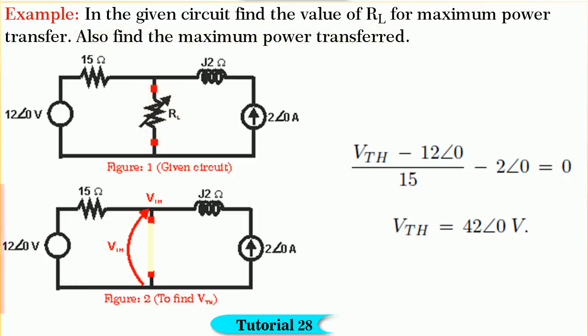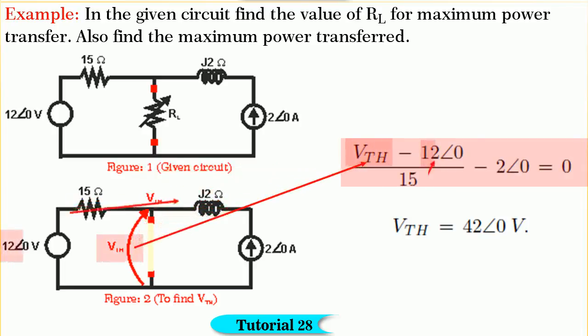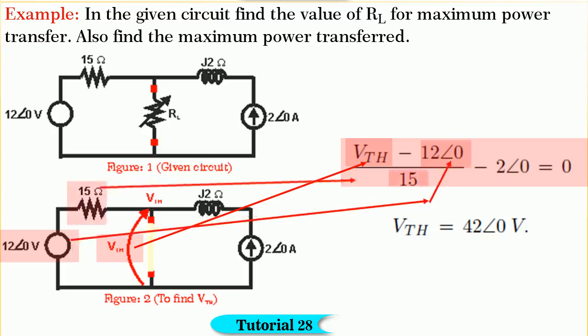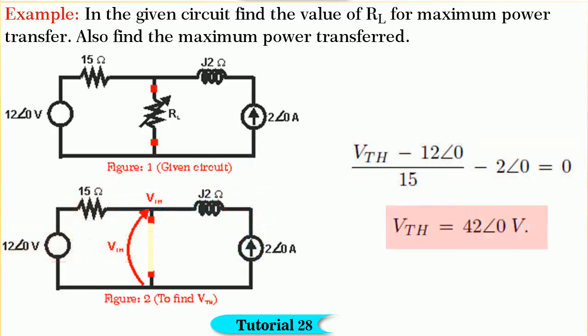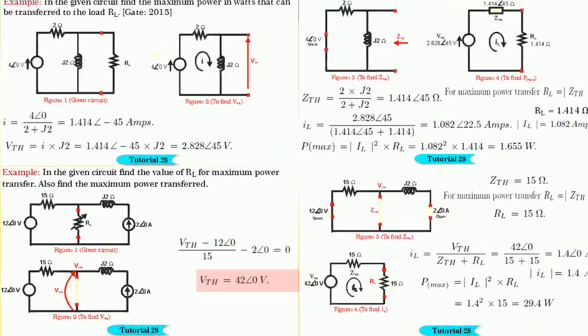As usual, to find V Thevenin, let's open the load branch as shown in figure 2. Observe the figure, V Thevenin is the node voltage as shown. By writing the Kirchhoff's nodal equation, we get (V Thevenin minus 12 angle 0) divided by 15 minus 2 angle 0 is equal to 0, from which we get V Thevenin is equal to 42 angle 0 volts.